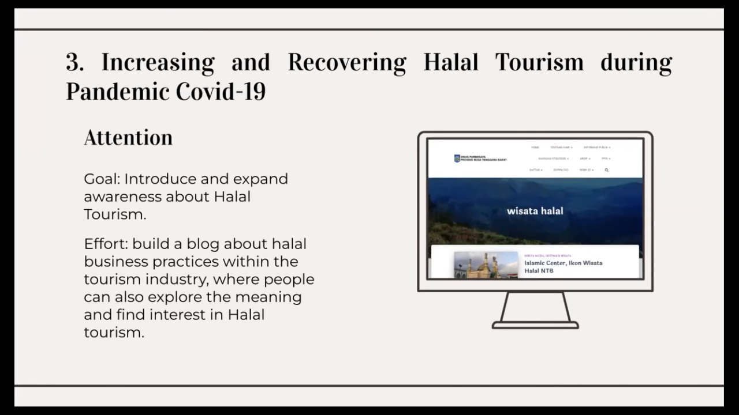In the attention stage, the goal is to introduce and expand the knowledge and awareness about halal tourism. In this stage, it is necessary to build a blog about halal business practices within the tourism industry, where people can also explore the meaning and find interest in halal tourism.